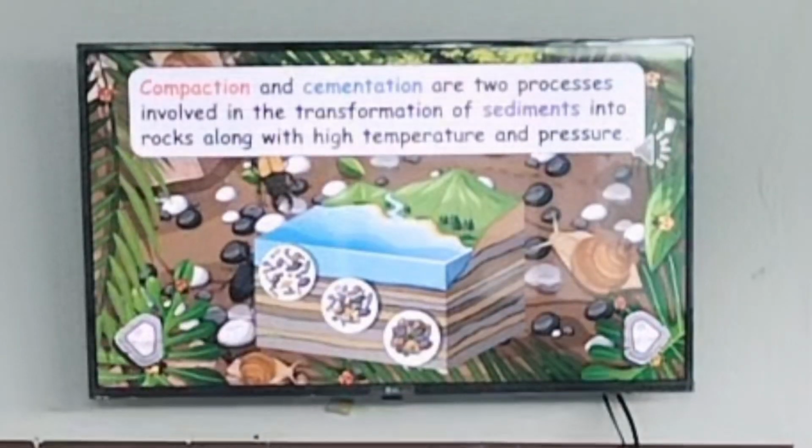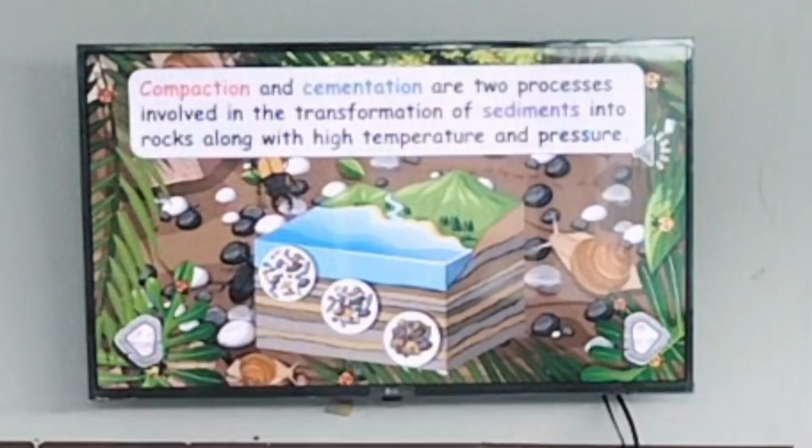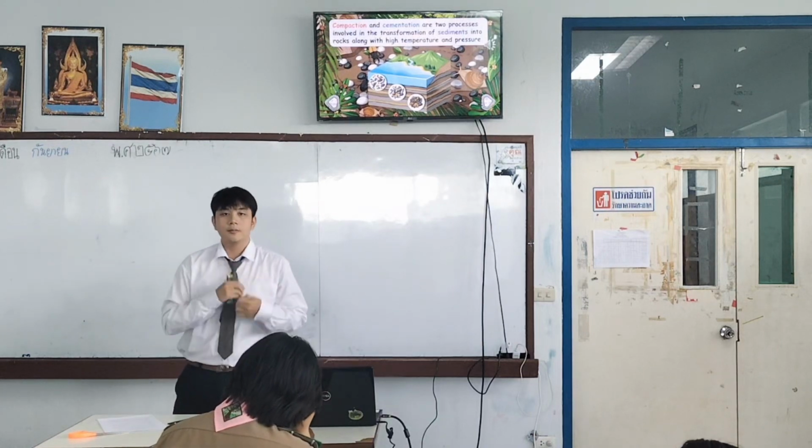Compaction and cementation are two processes involved in the transformation of sediments into rocks along with high temperature and pressure.